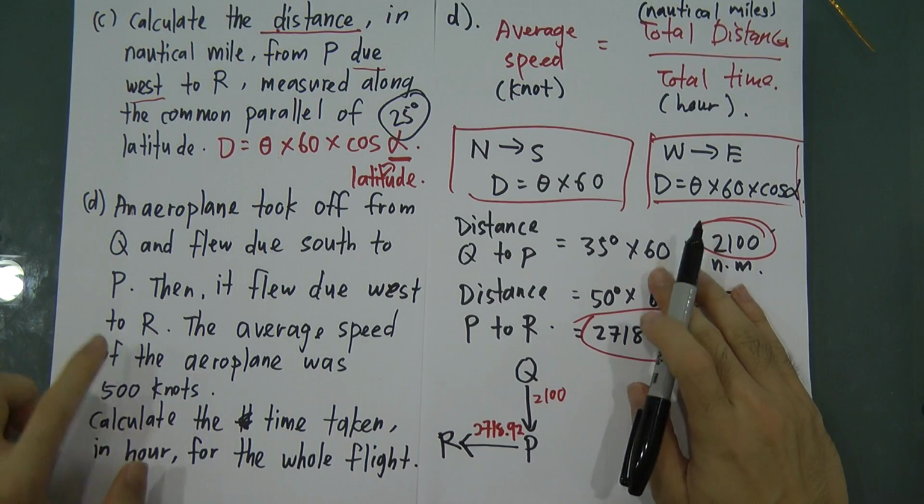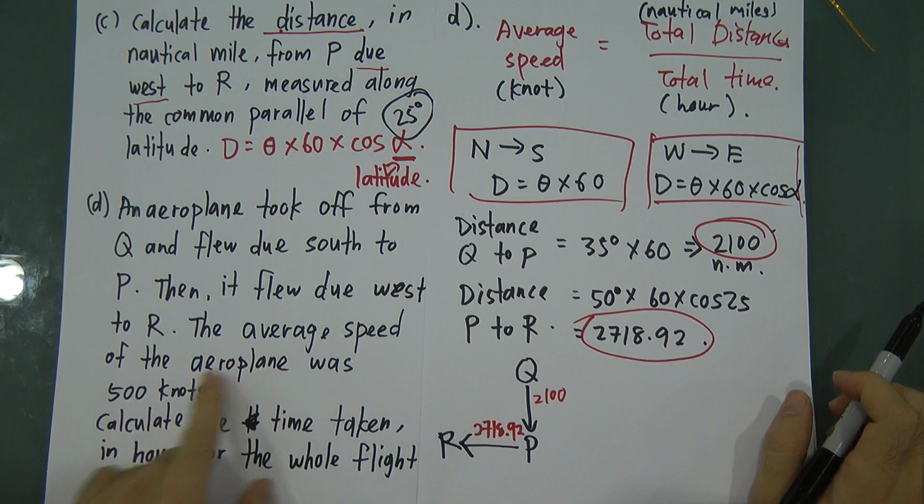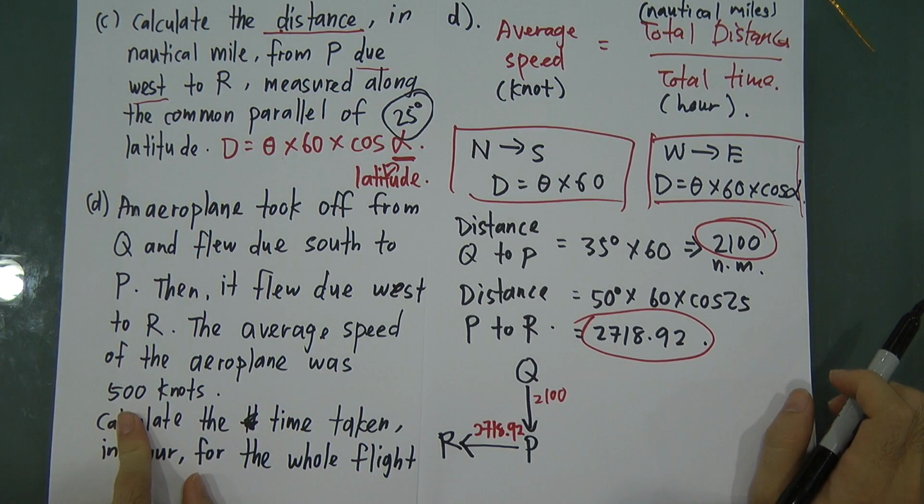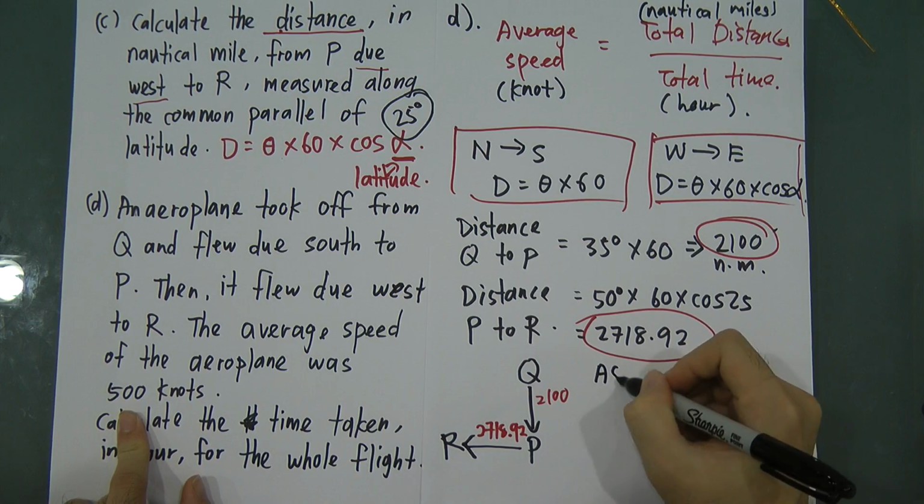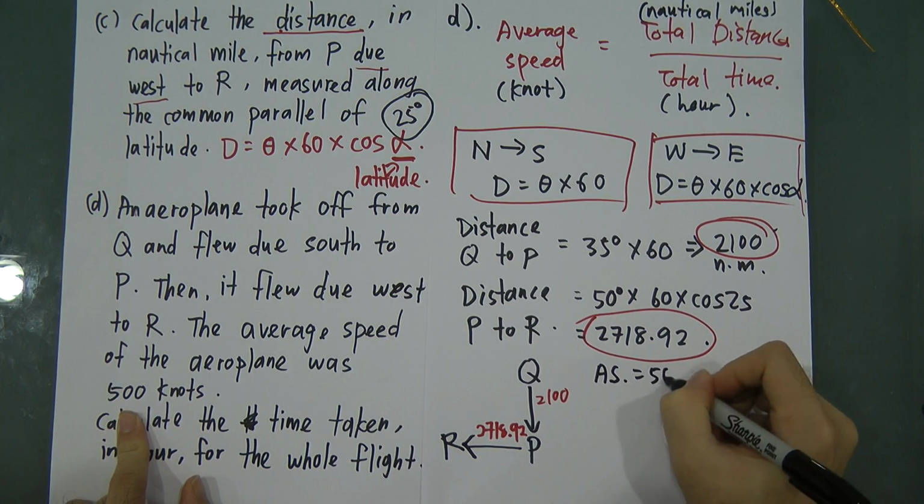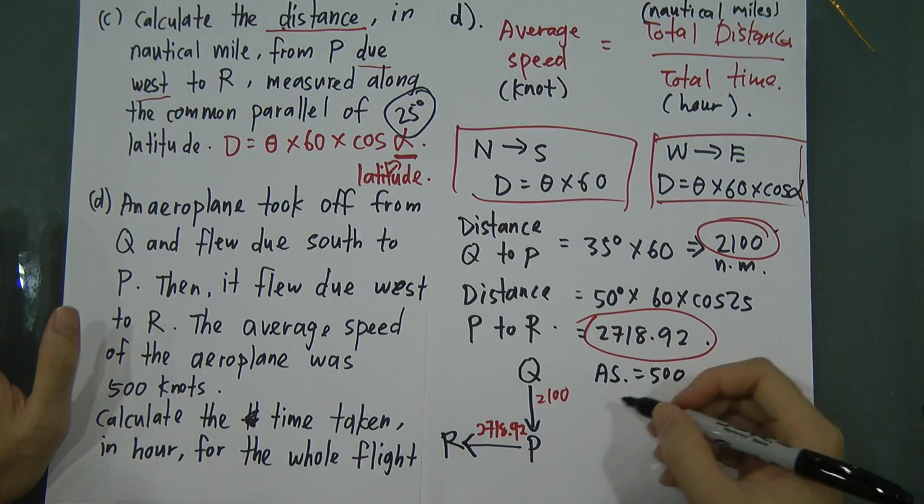However, the question also gives you the average speed. He said the average speed of the aeroplane is 500 knots. So average speed given is 500. Now, calculate the time taken in hours for the whole flight. You have to calculate the hours, so you need to find time.